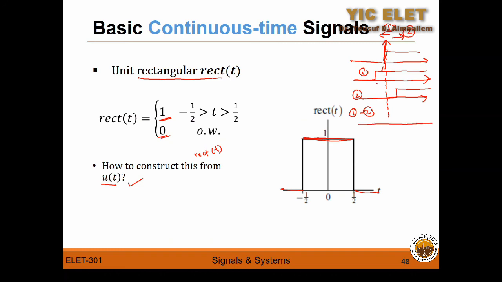Once I do this, 0 minus 0 will be equal to 0, and then at this moment it will go up because 1 minus 0 will be equal to 1 until we reach here. 1 minus 1 will be equal again to 0. So this will be 1, and this will be minus half, and this is half, which is the function that we're looking for.